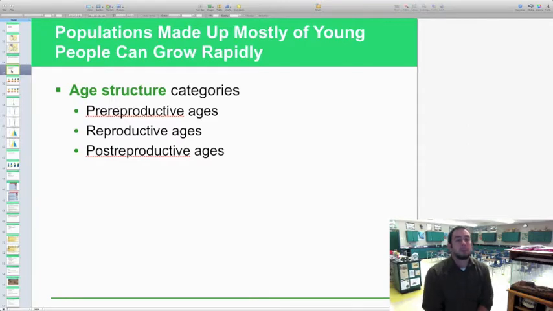A population made up of mostly young people can actually grow pretty rapidly. We know that there are three different types of age structure categories: pre-reproductive, reproductive ages, and also post-reproductive ages. And by looking at these three different categories in age structure, we can predict populations' growth or decline.